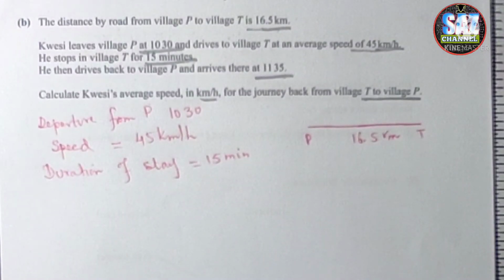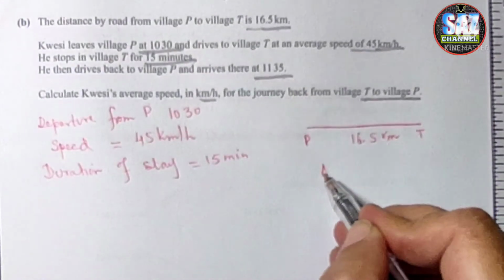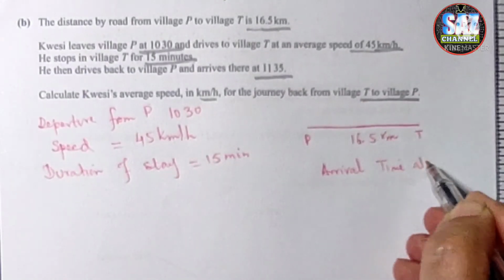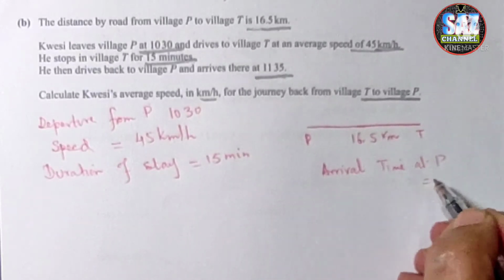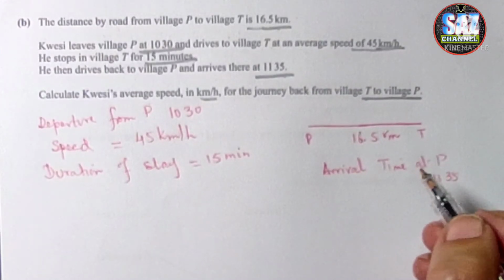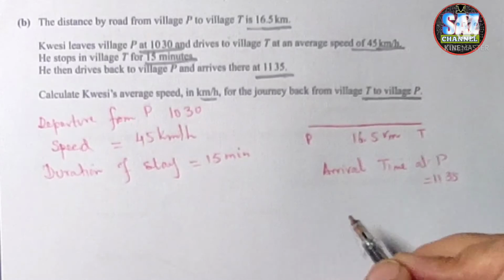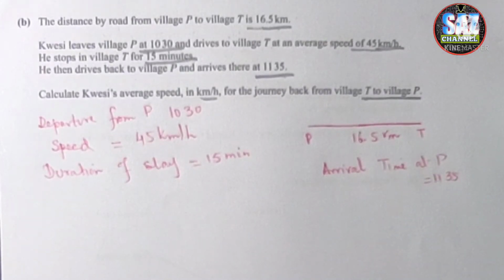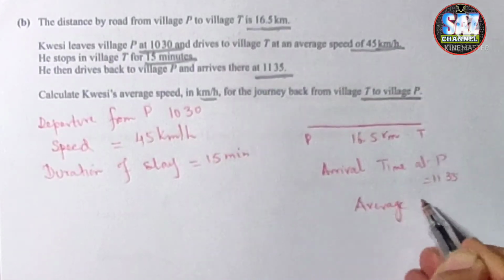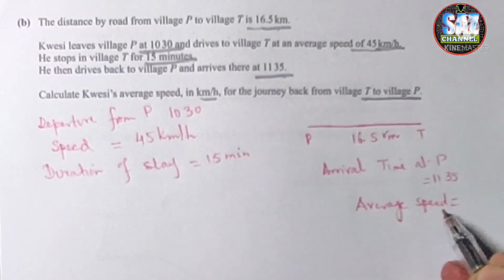Okay, and then drives back to village P and arrives there back at 11:35. Arrival time at P is 11:35. We have to find the average speed of the journey back from village T to P. We know that the formula for the speed is average speed equals distance traveled upon time taken.